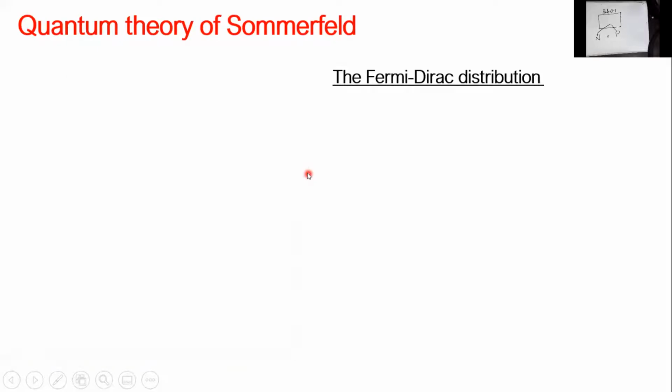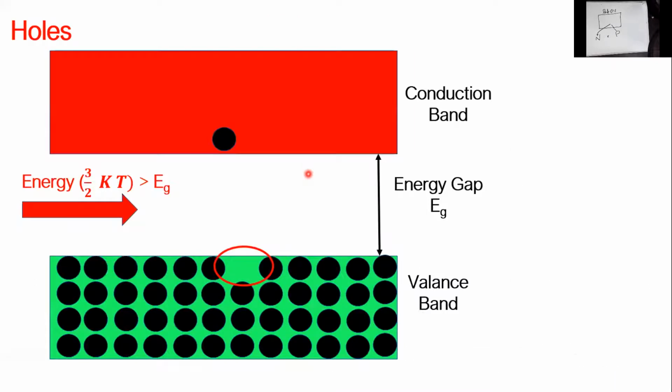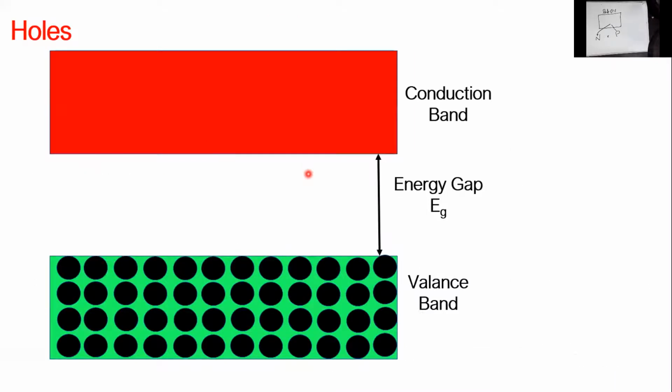So we need to define two functions. One representing the available states for electrons or the available states for holes. And the other represents the probability to find an electron or the probability to find a hole. Okay, let's start with the second, which is the probability. Okay, and go to this slide.